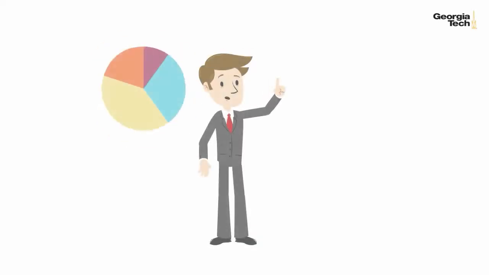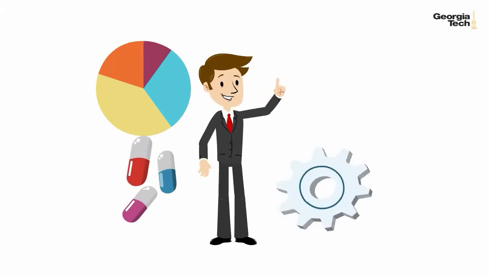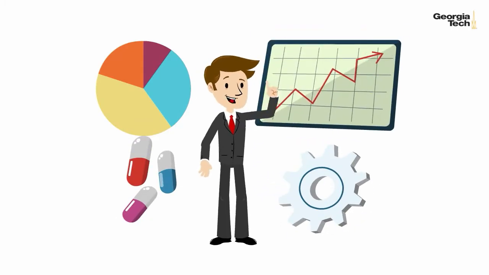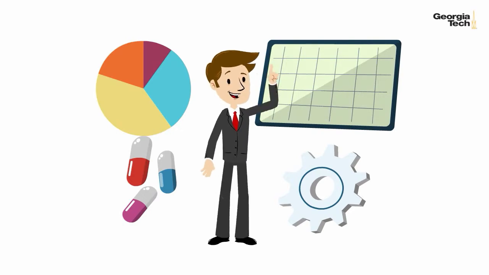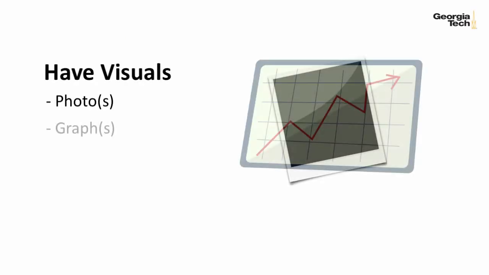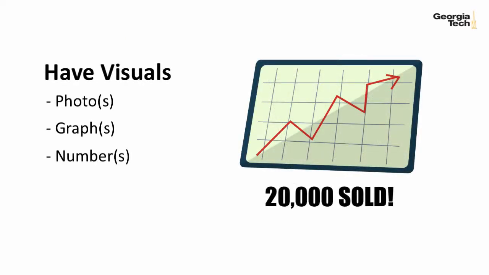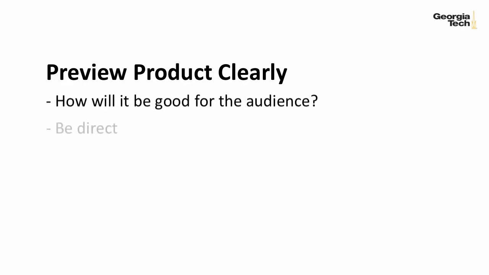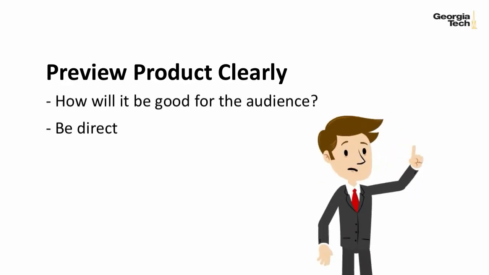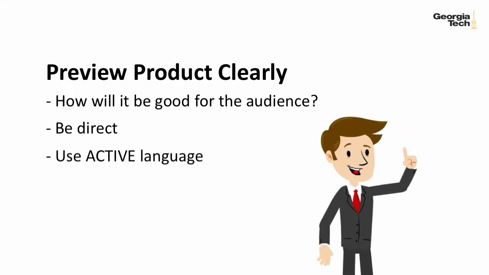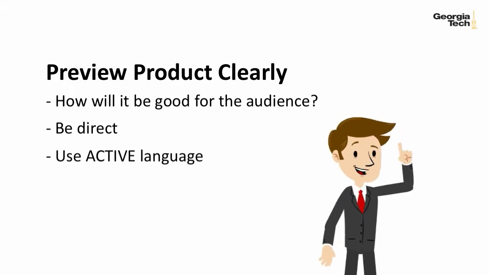If possible, have your product available for your audience to see, touch, and connect to. Or include a strong visual. A photo, a graph, a number that will help your audience connect to you and your product. Next, preview clearly and simply what your product or service is and how it's right for the audience. Be direct and get straight to the point. Use active language and state clearly what you have to offer.